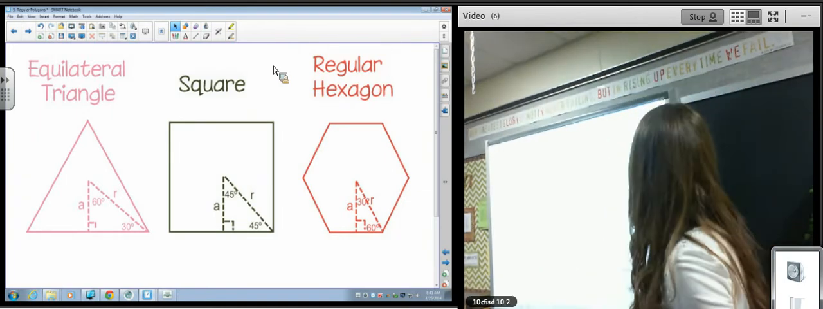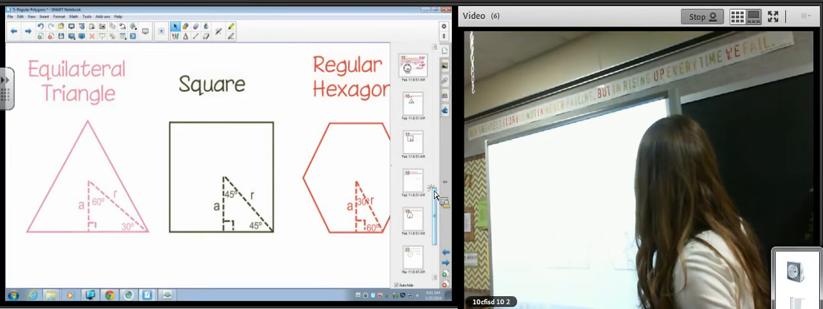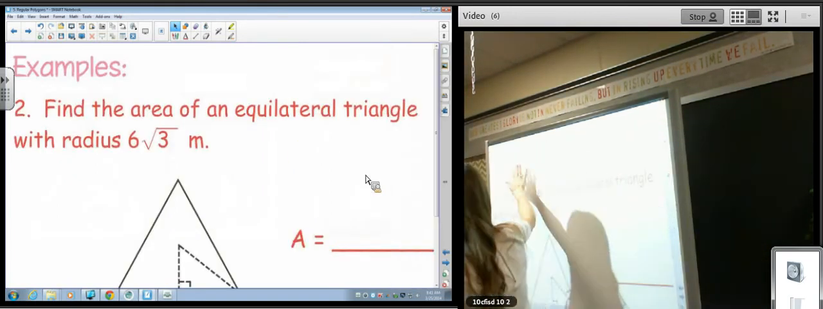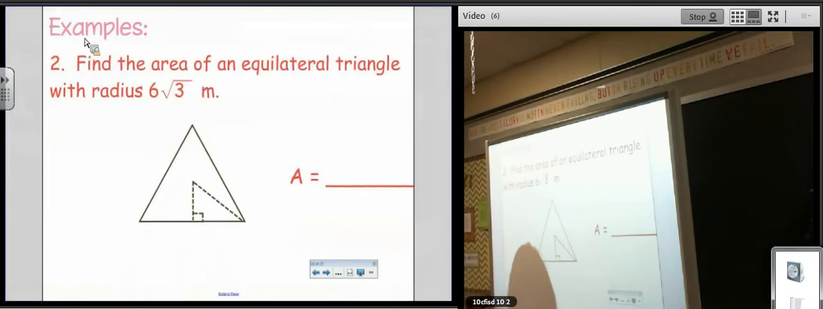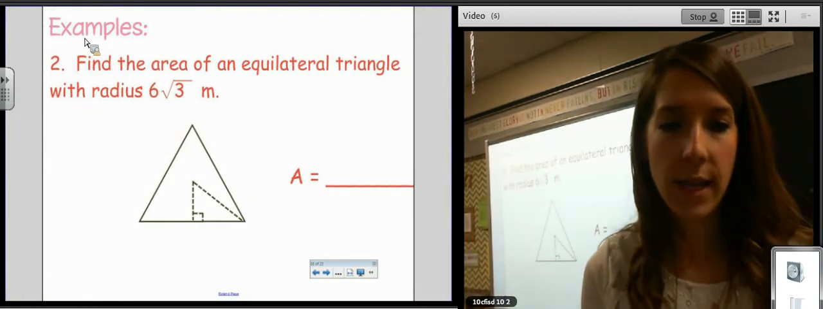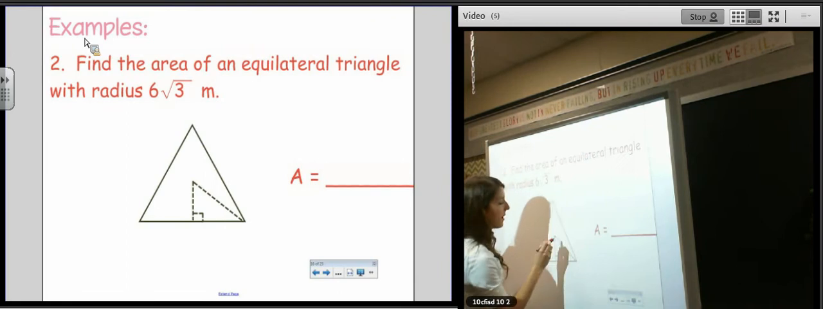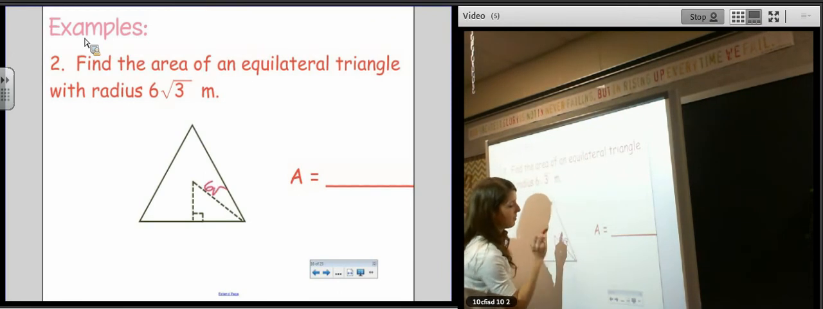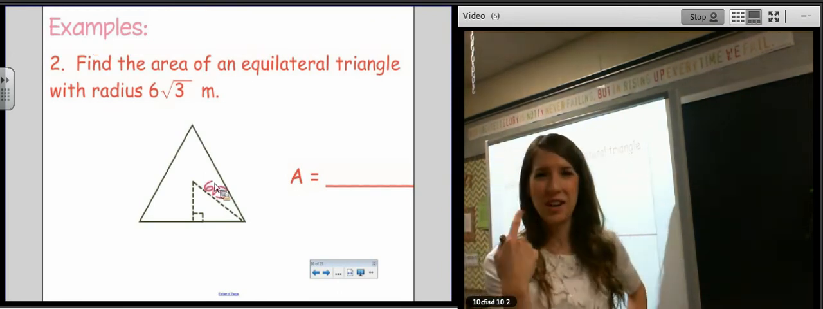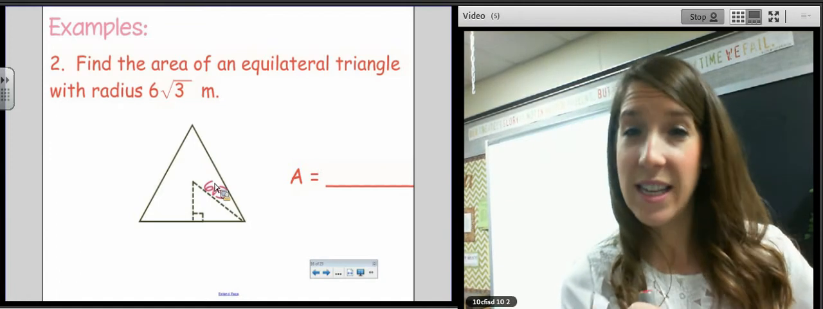Okay, let's try another one. Where is our second problem? There we go. Find the area of an equilateral triangle with radius 6 root 3. I'm going to let y'all work on that for a second. So make sure you put 6 root 3 in the right spot. It's the radius, not the apothem. So this is kind of starting to look like the last problem. Now make sure you put the 30 and the 60 in the right spot.